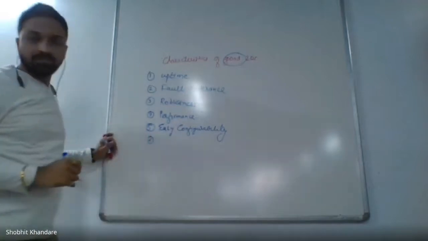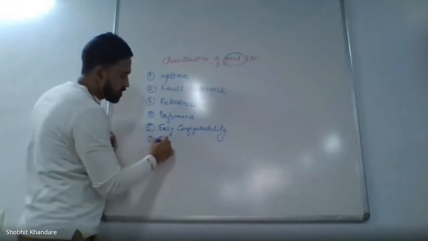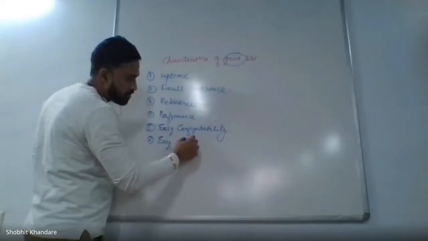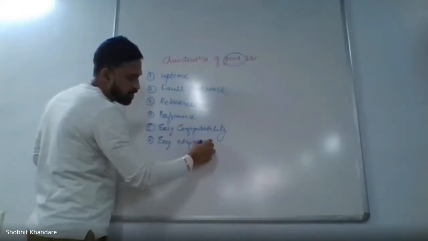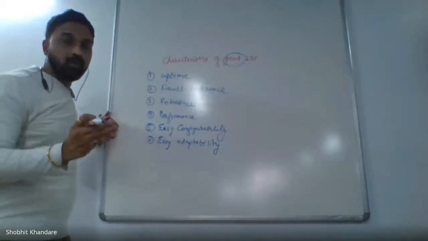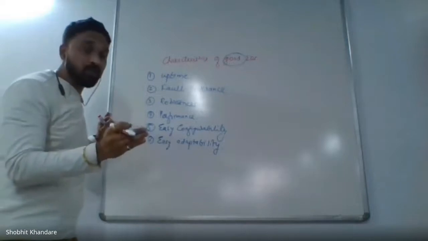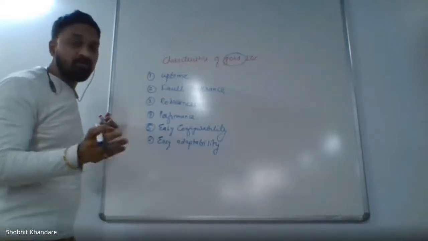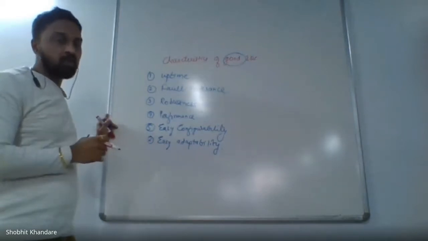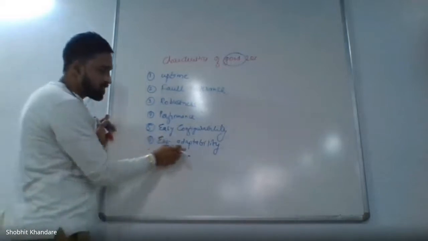The sixth one is easy adaptability. Your IDS should be able to adapt to different environments. So it should be easily adaptable. That is the meaning of easy adaptability.